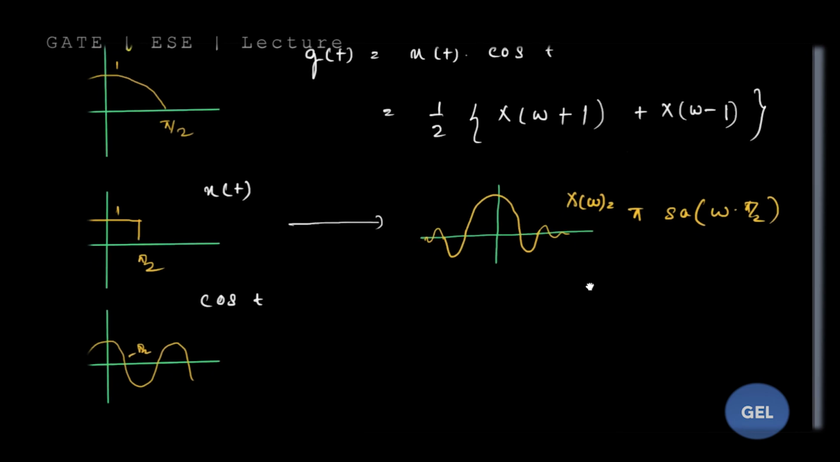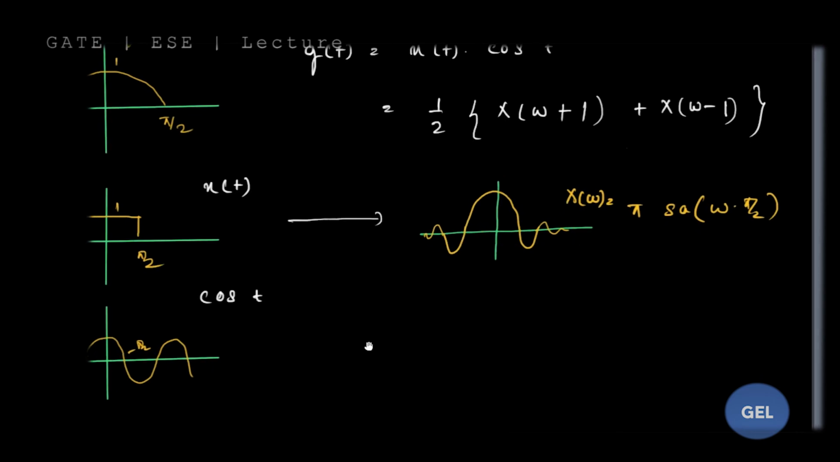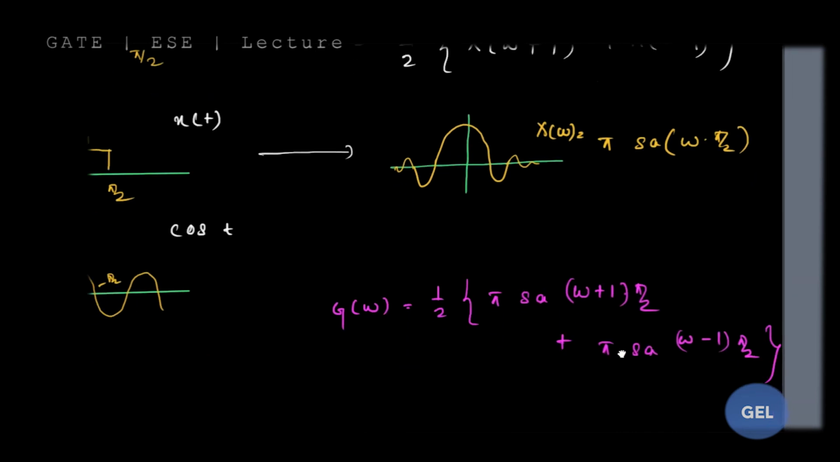Okay, now here is the final answer that you are going to get: g of omega, you got here 1 by 2. Okay, this will be your answer.